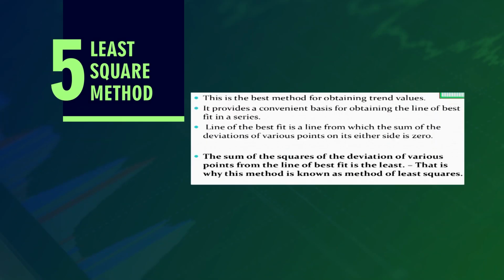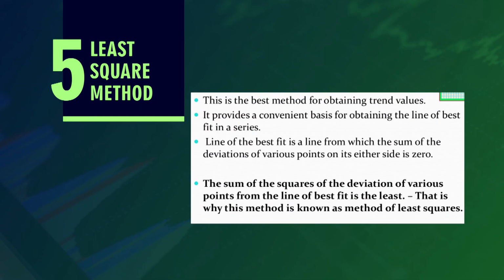So if you go more into the backdrop of the least square method, this is the best method for obtaining trend values. It provides a convenient basis for obtaining the line of best fit in a series. The line of best fit is a line from which the sum of the deviations of various points on either side is 0, and the sum of the squares of deviations of various points from the line of best fit is the least. So that is why this method is known as the method of least squares.